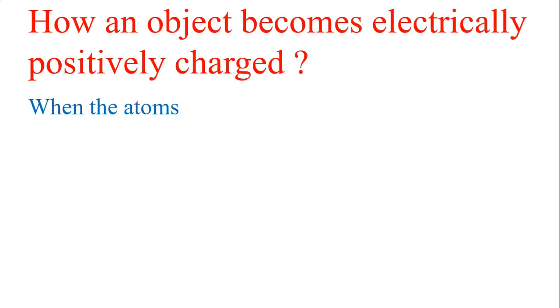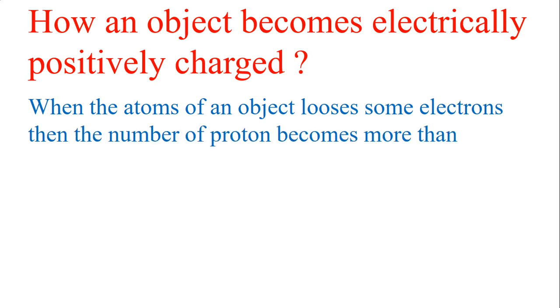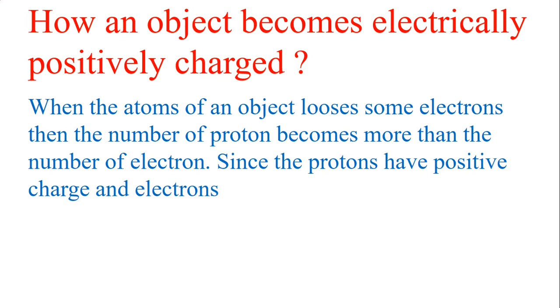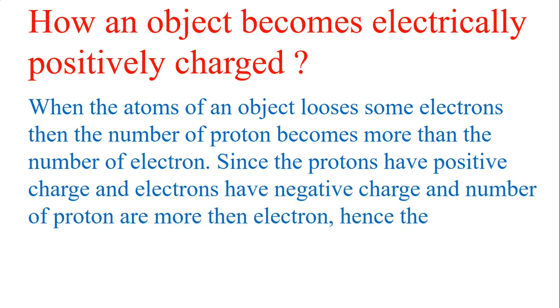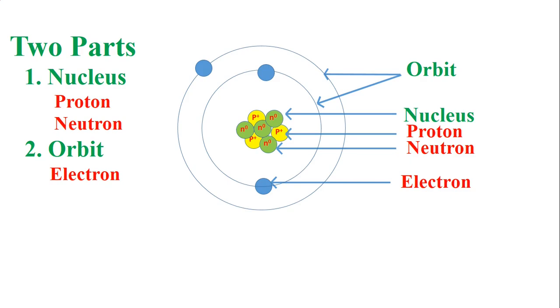When the atoms of an object lose some electrons, then the number of protons becomes more than the number of electrons. Since the protons have positive charge and electrons have negative charge, and the number of protons is more than electrons, hence the object becomes positively charged. Now let's talk about the negative charge also. In this atom, instead of losing some electrons, if it gains some electrons like this, then what happens?